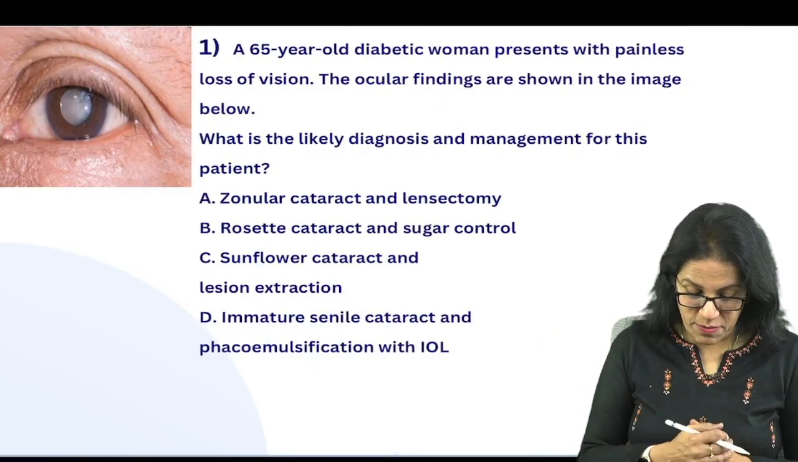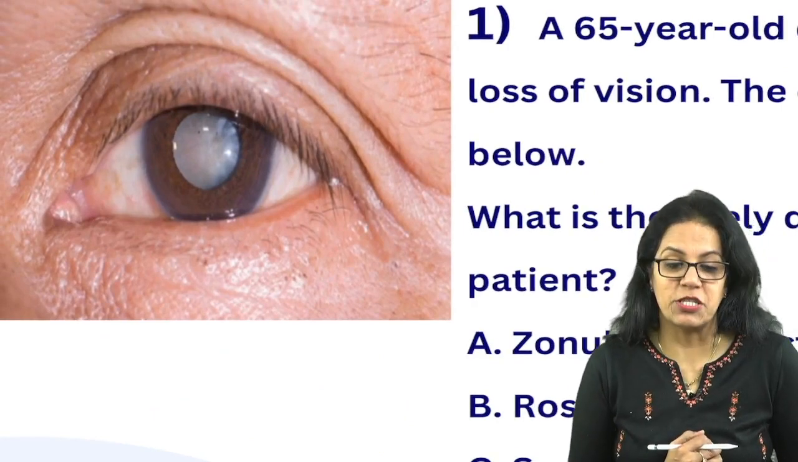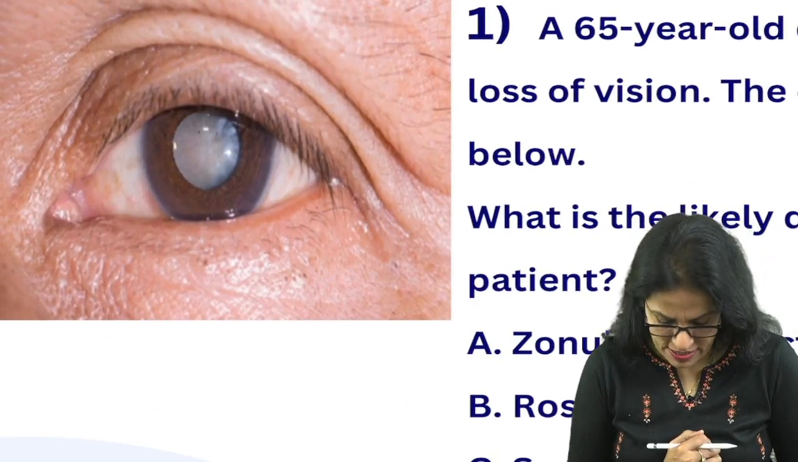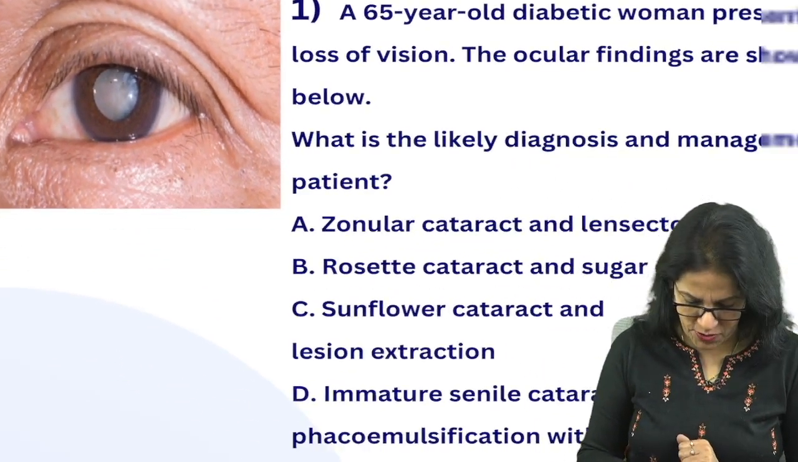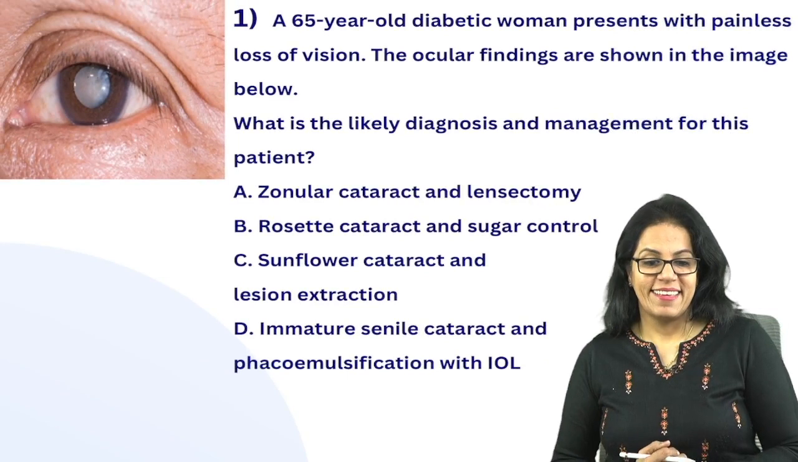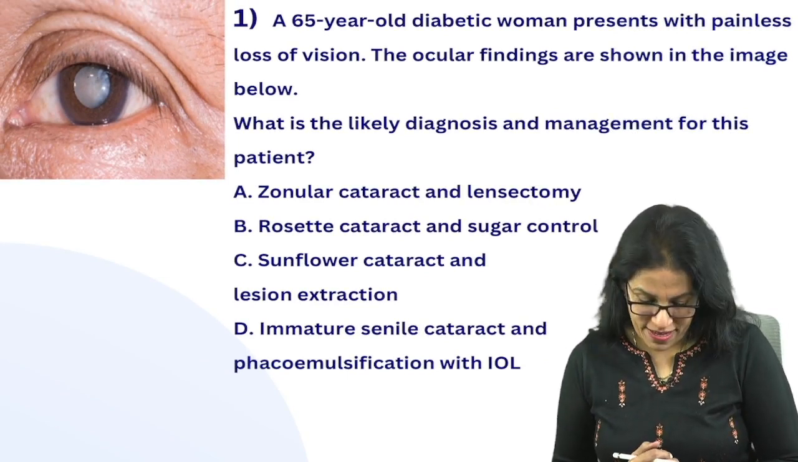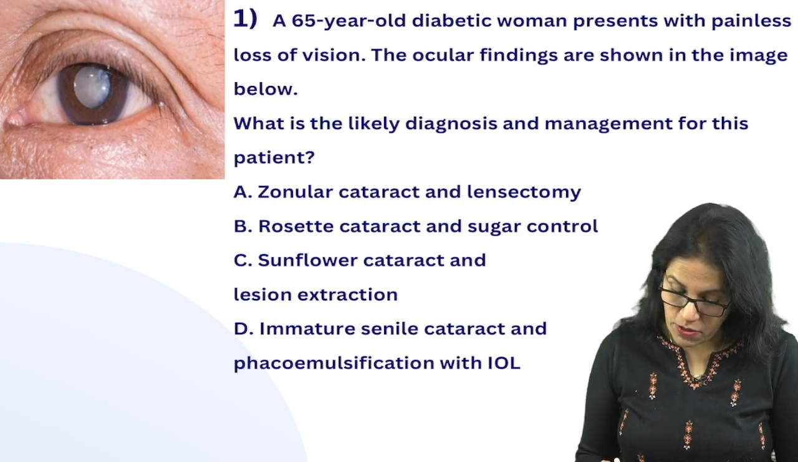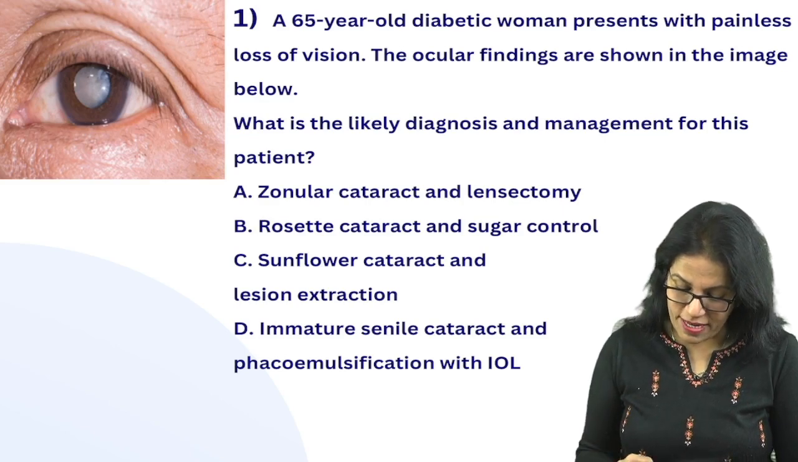Coming to question number 1, I want you to first have a look at the picture. You see some cataract changes. It could be mature. Generally, it looks like a mature cataract, not fully mature. But we cannot comment like this unless we are peeping in through the slit lamp. Let's see the question. A 65-year-old diabetic woman presents with a painless loss of vision. The ocular finding is shown. What is the likely diagnosis and management for this?